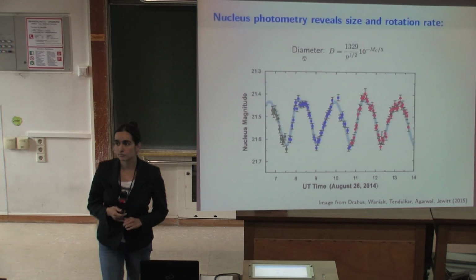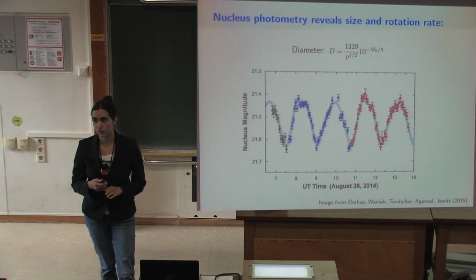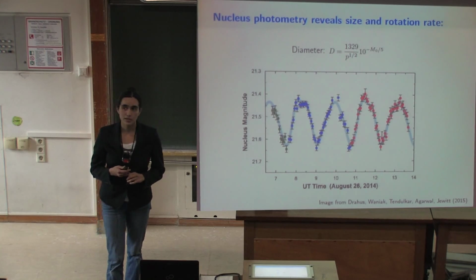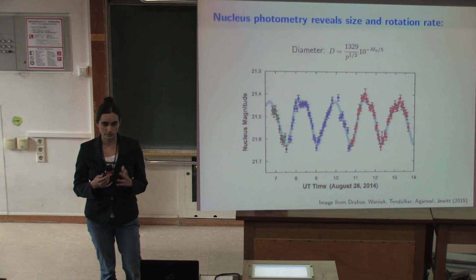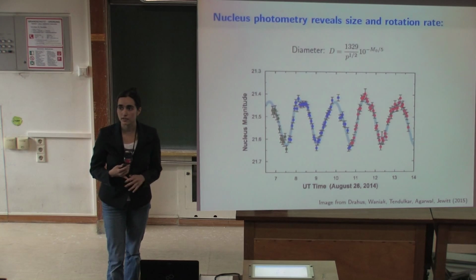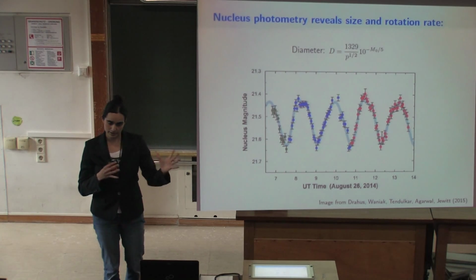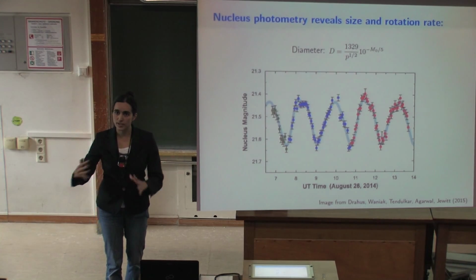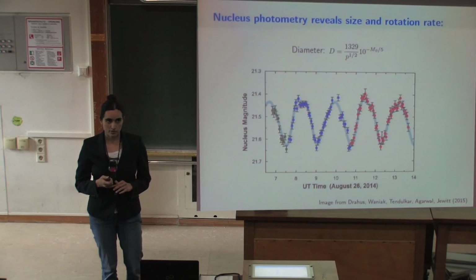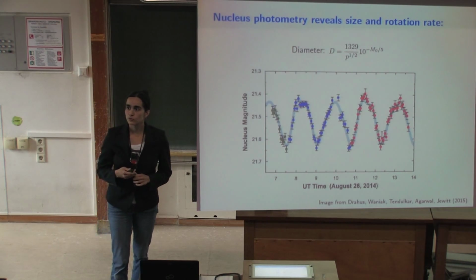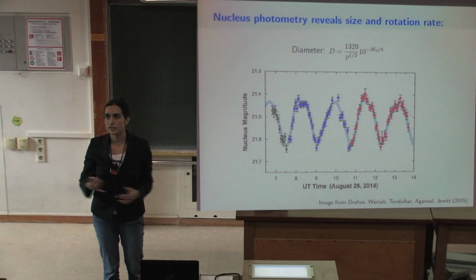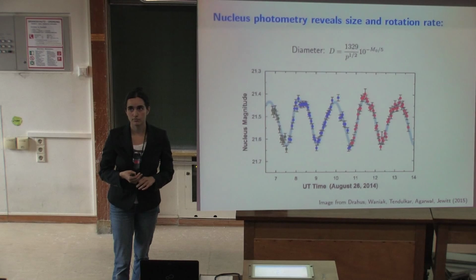The nucleus, as I said, usually is a point source. So basically we can measure its visual magnitude. And then we know the distance of where it was, and we know the phase angle, and we have a reasonable idea of its albedo, so we can infer the size of the nucleus. We can infer its cross-section and calculate an effective diameter.